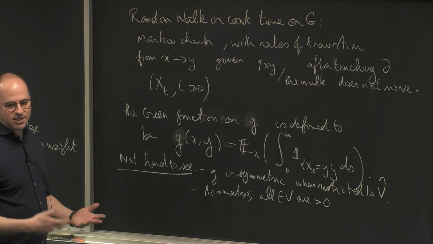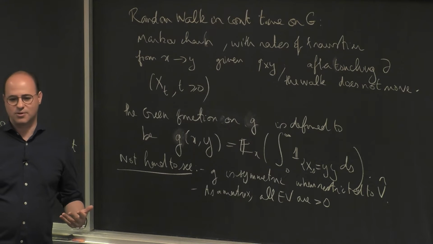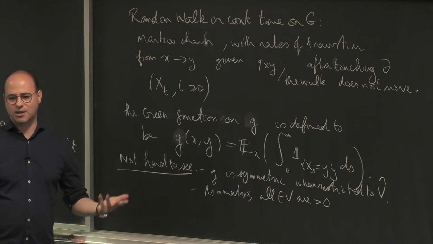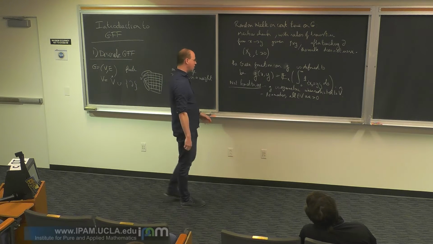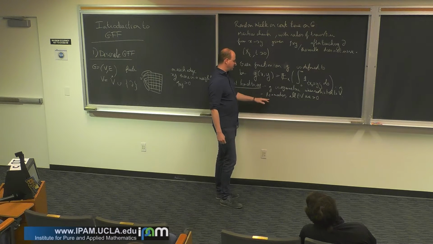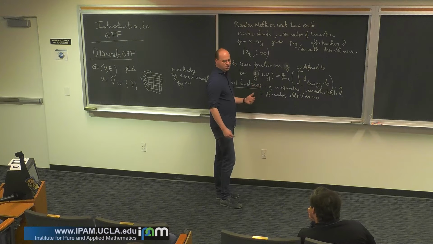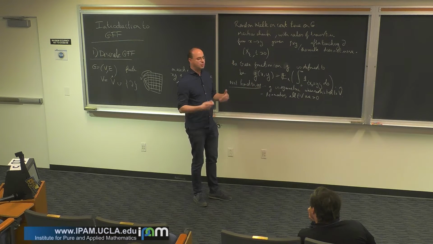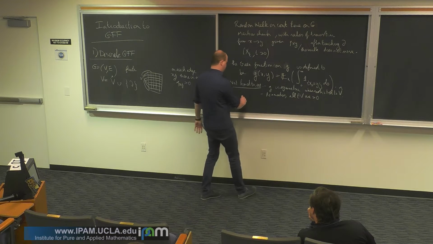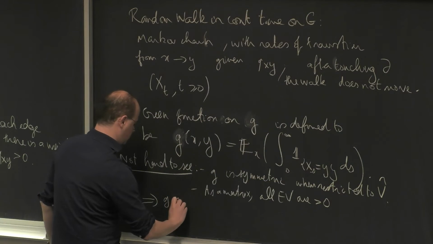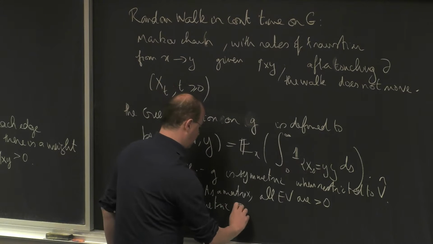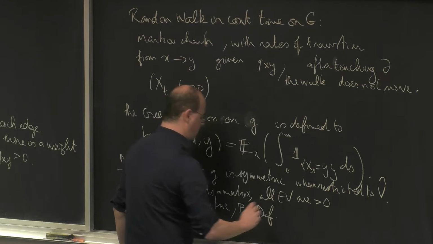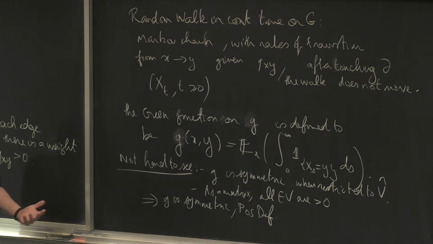Or another way to put it is that if you have a transition matrix on the graph, a stochastic matrix, then all its eigenvalues are strictly less than 1. Okay, so all the eigenvalues are positive, and that makes G a symmetric positive definite matrix. And so it's a valid choice of a covariance.